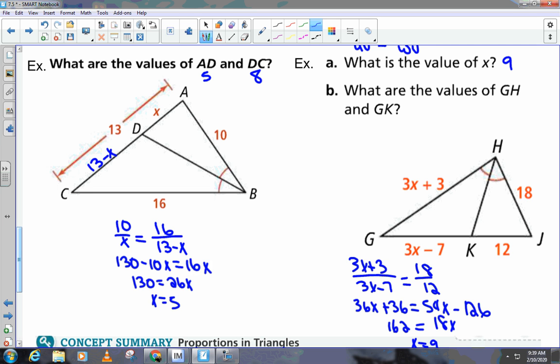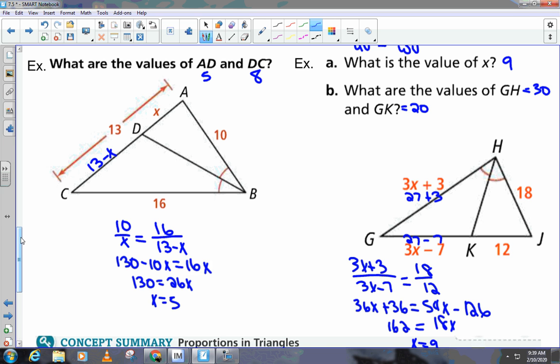Then it wants GH and GK. GH, plug 9 in there. 9 times 3 is 27 plus 3, so GH is what? 30. And then 9 times 3 is 27 minus 7, which is 20. How else could I have set this one up? What was the other way? Does anybody think of the other way? Could I have done left to right, left to right? Yeah, you could have done that.